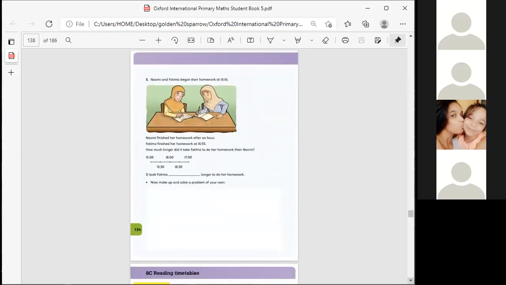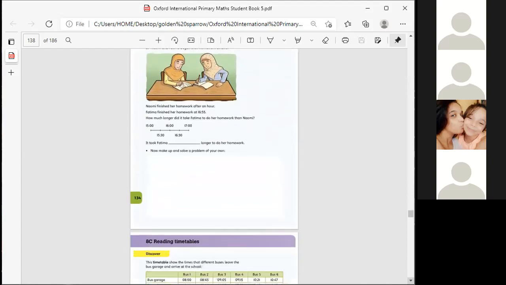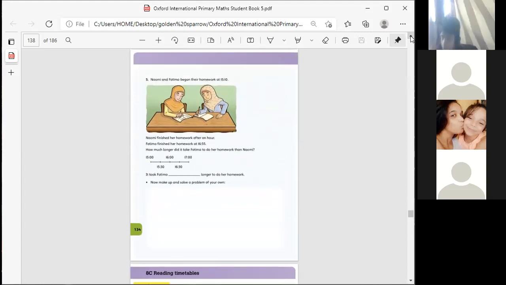Question number 5 is your homework question. Try doing it. I'm going to discuss it in the next class. And I'm going to give you extra word problems for the time sums. Is it very clear?